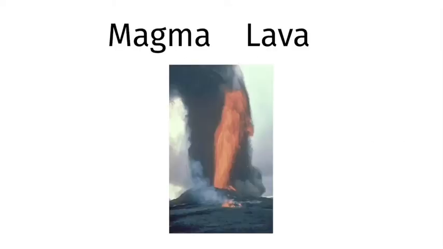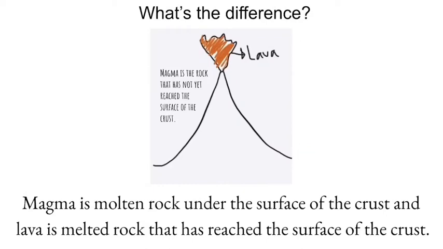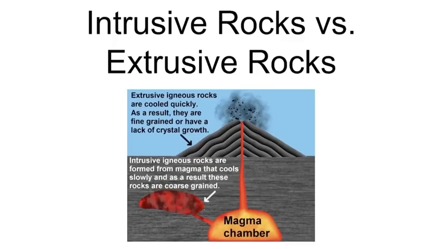So, a rock is either formed from magma or lava, but what's the difference between the two? The difference between magma and lava is that magma is molten rock under the surface of the crust, and lava is melted rock that has reached the surface of the crust. Similarly, magma produces intrusive rock, which is rock that hardens from magma under the Earth's surface, and lava forms extrusive rock, which hardens on the Earth's surface.